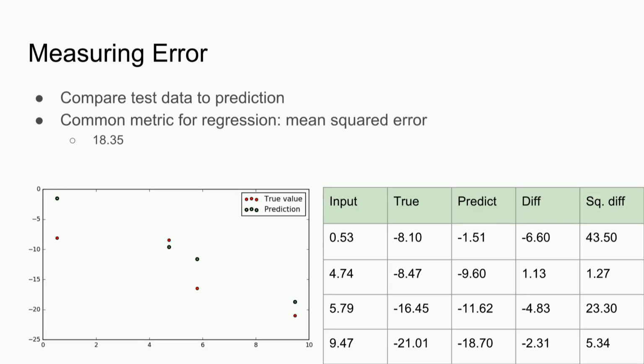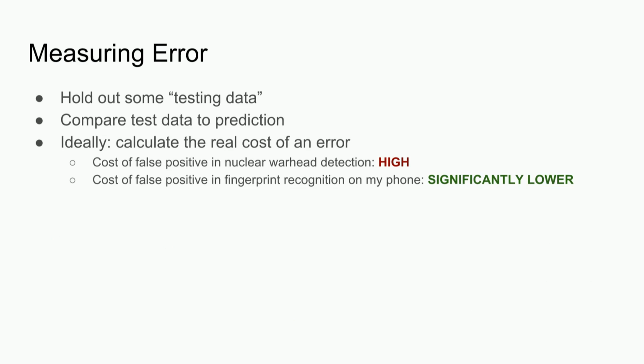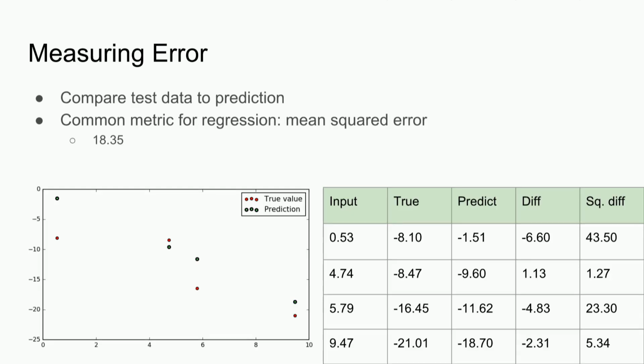So ideally, you'd be able to determine what kind of error you're making and how expensive it is and optimize your model for that. In the real world, it's not always as clear, and so there's some error metrics that you can use to try to help you understand how your model is performing.